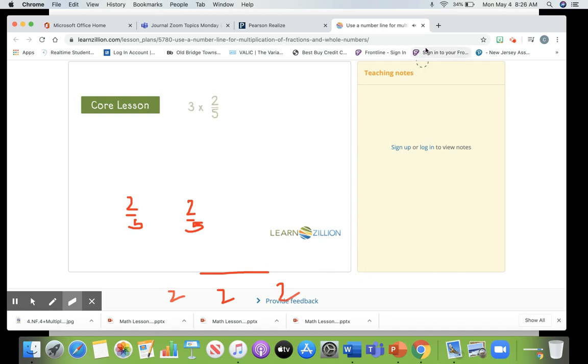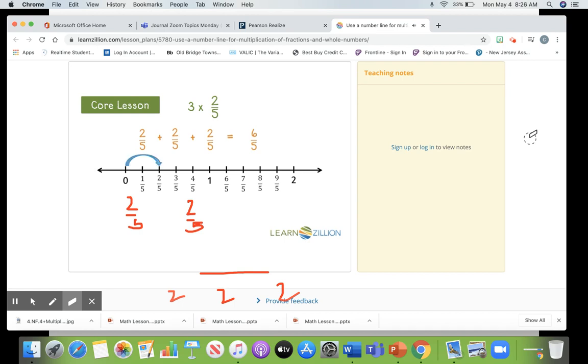3 times 2/5 can be written and solved in different ways. For example, 3 times 2/5 can be written as 2/5 plus 2/5 plus 2/5, which equals 6/5. On the number line, each blue arrow represents the distance 1/5 plus 1/5, or 2/5. We can solve 3 times 2/5 by writing each 2/5 as 1/5 plus 1/5.